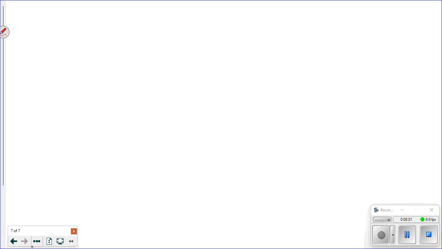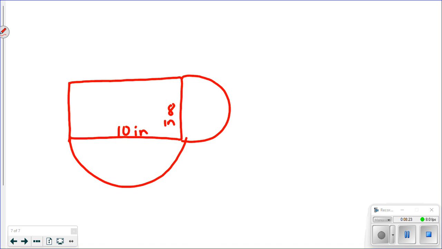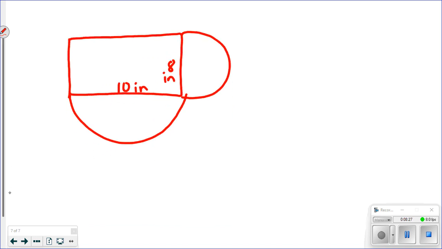So I'm going to do one more with you, and I'm just going to make it up. And let's say we have one that looks like this. Oh, I take that back. Let's do one that looks like this. Okay, and I'm going to say this is 10, and I'm going to say this is 8 inches. And go ahead and try to find the area of these things.